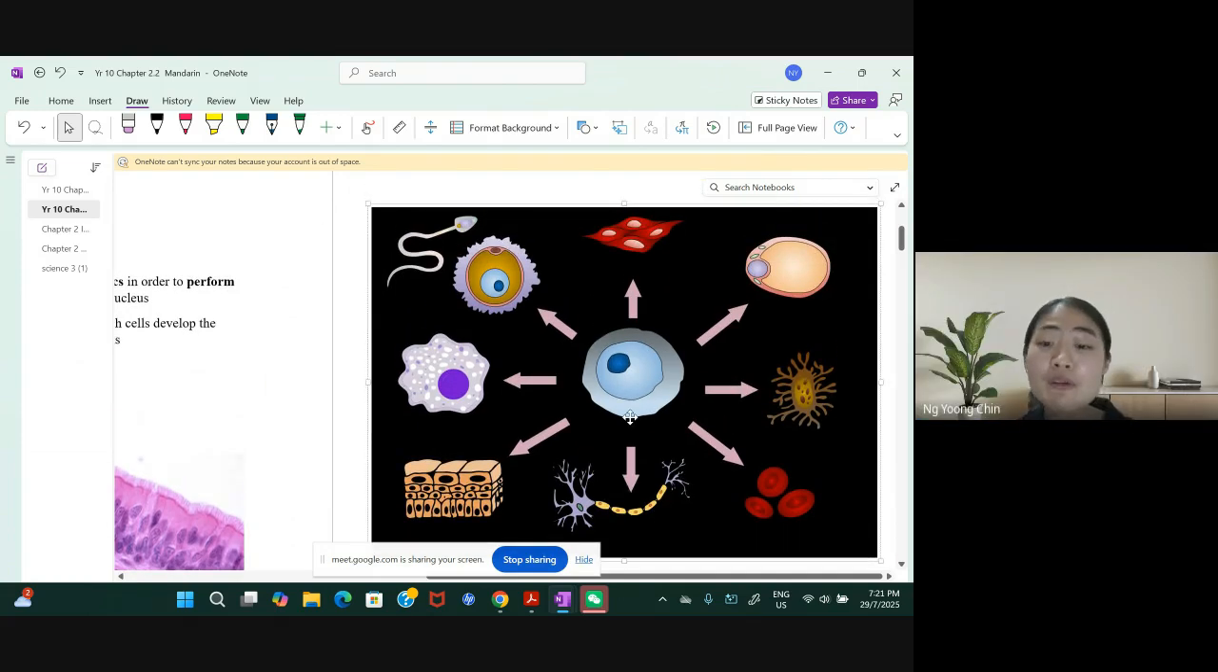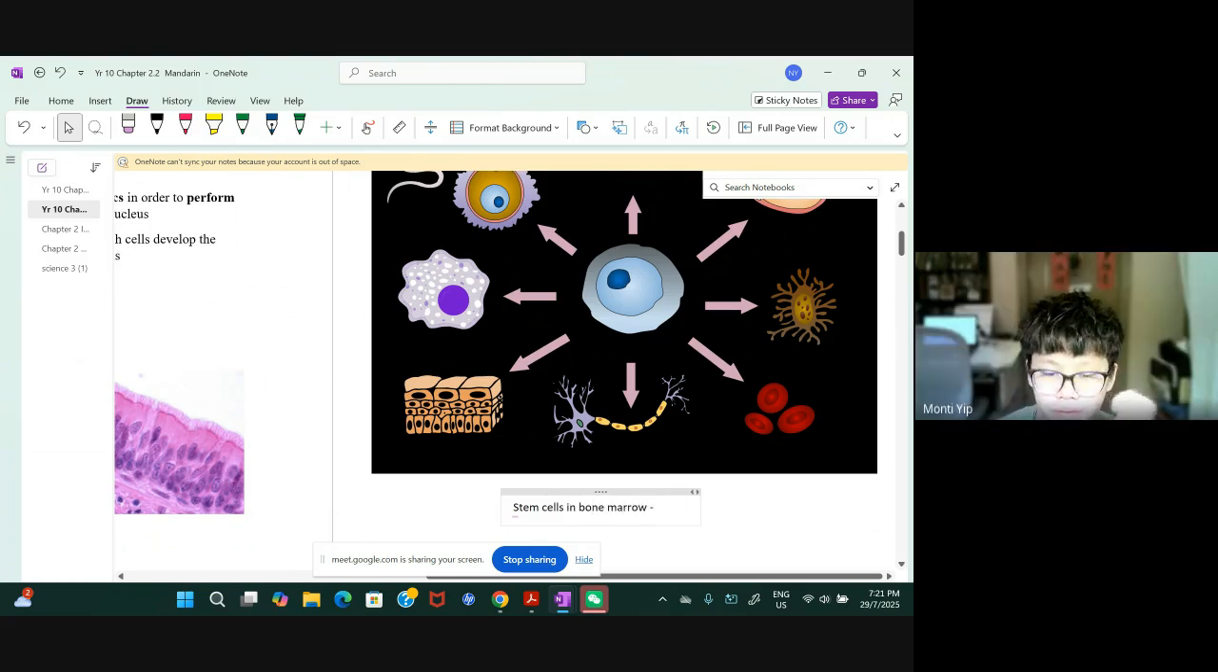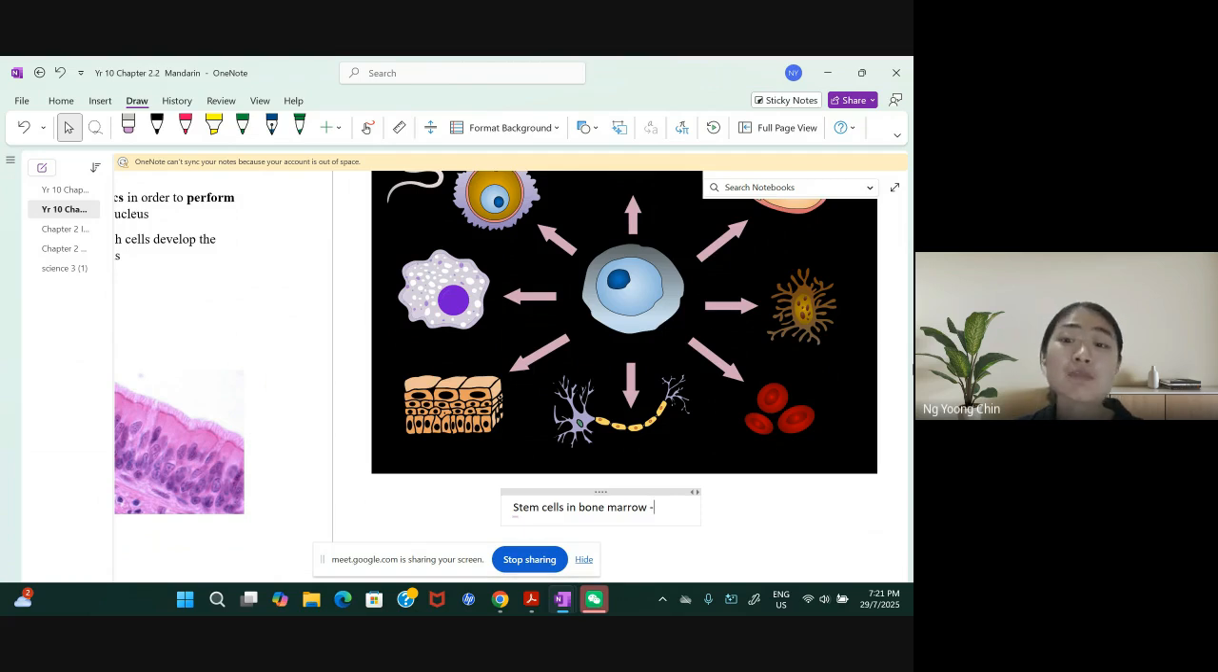Where do we find stem cells? In the bone marrow. Stem cells are what we call unspecialized cells. What is meant by specialized or unspecialized? Unspecialized means that these cells do not carry out specific functions. The function of stem cells is just to do a lot of cell division. Why do they need to do a lot of cell division? It's because they want to increase the number of cells.